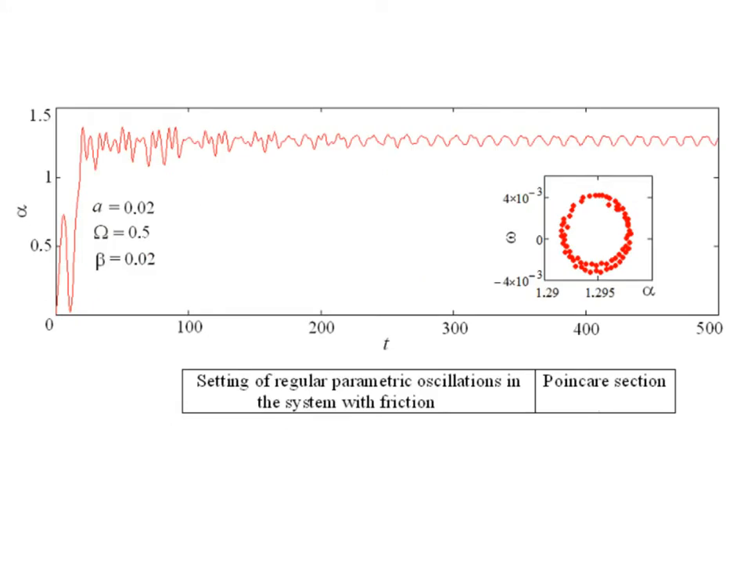When changing the values of the control parameters, sustained regular parametric oscillations of the pendulum could also be observed. In this case, the Poincare section for the sustained mode of oscillations has the form of a regular figure, a circle.